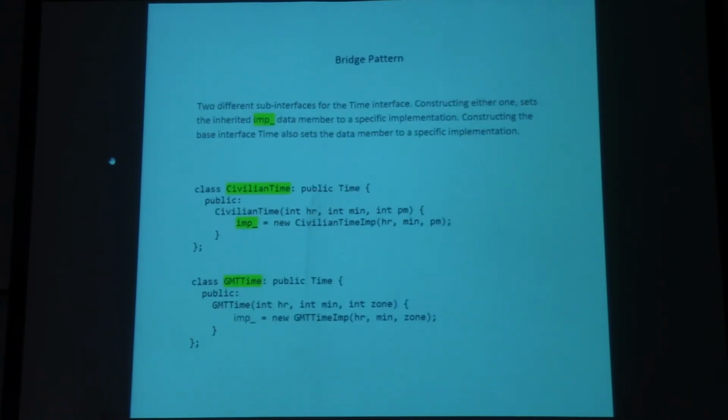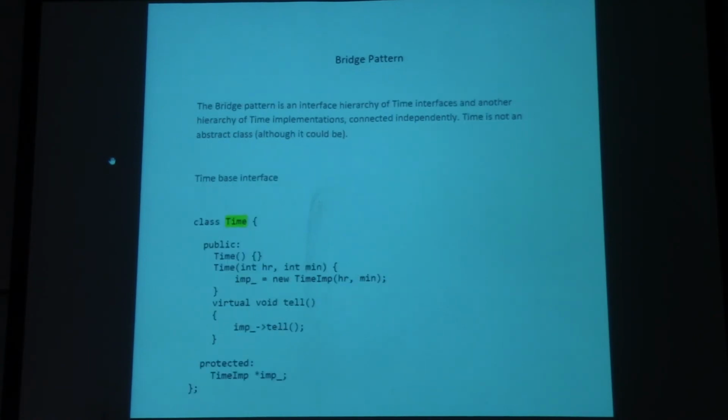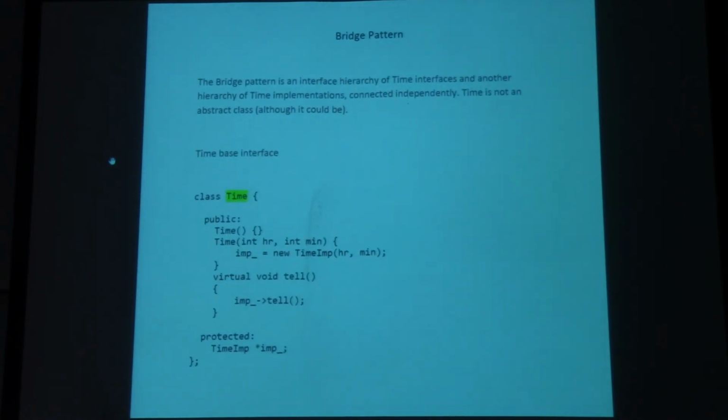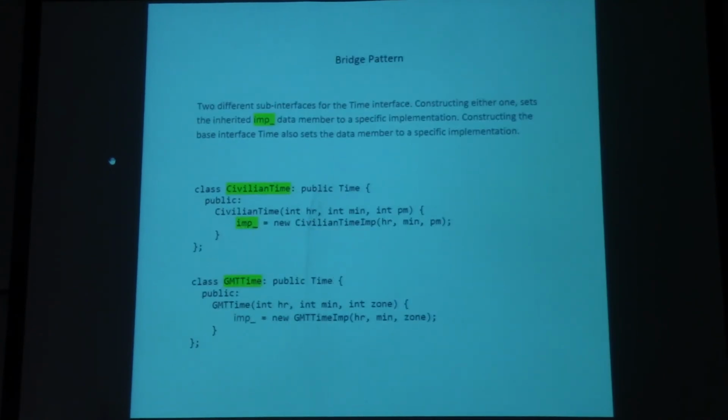So each time is going to have a pointer to a time implementation. Now we're going to have two different times. We could have civilian time, which could be, let's say, Eastern Standard Time. We could have military time. We could have Greenwich Mean Time. So clearly we can have different time implementations for the same specific time. When you create a time object, I will create a specific time implementation. Okay? You'll see what they are in a second.